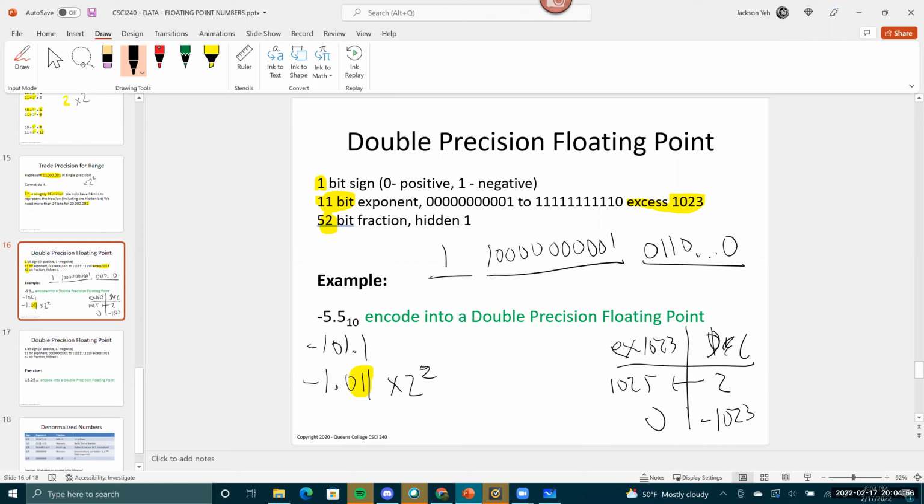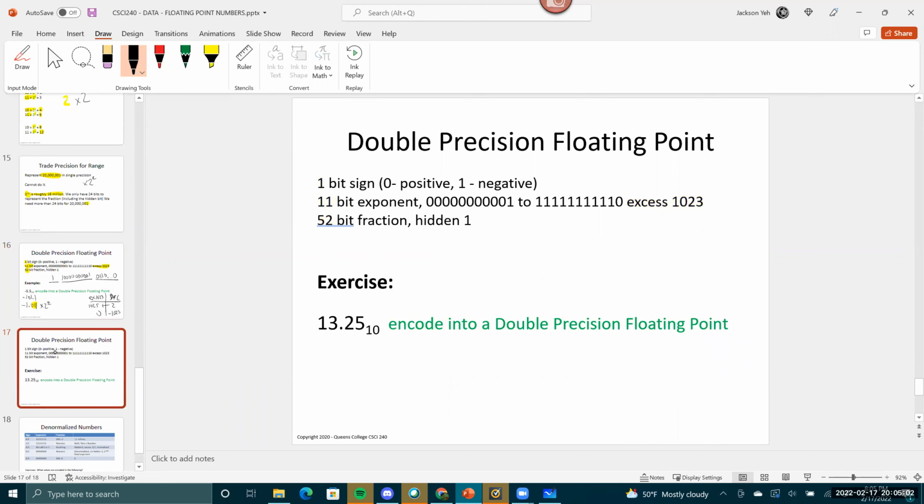And then we're done. All right, now let's give you guys a chance to do a double. So again, almost identical to single precision float. You just got to remember that there's more bits involved and the excess encoding is 1023. All right, give you like 2 minutes to work on this.